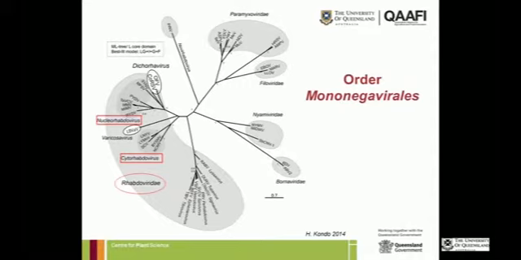Then we've got the Niamiviridae. They're a new family of viruses that infect ticks and seabirds. And the viruses that I'll be talking about are in this other family with the red ring around it, the Rhabdoviridae, the Rhabdoviruses.